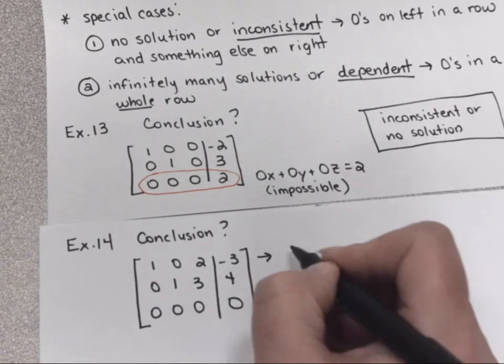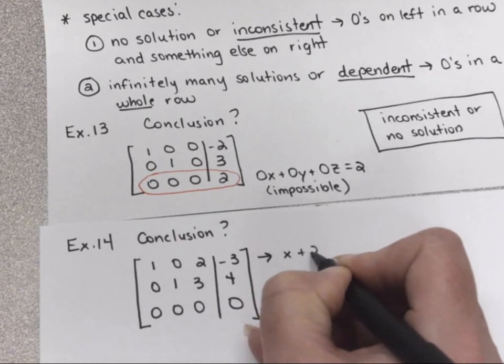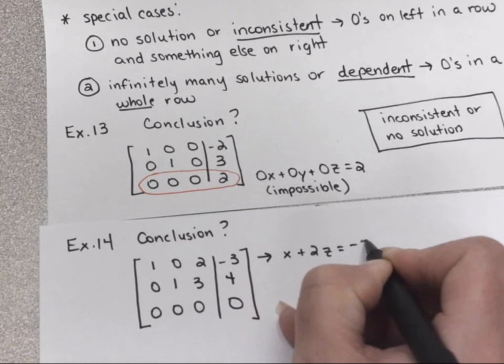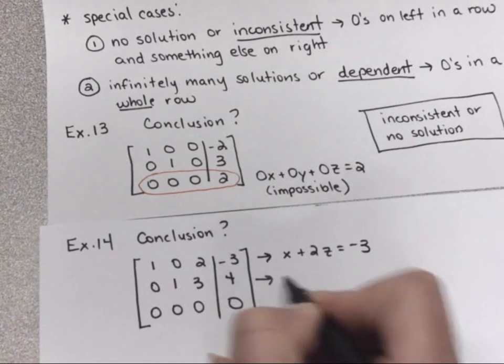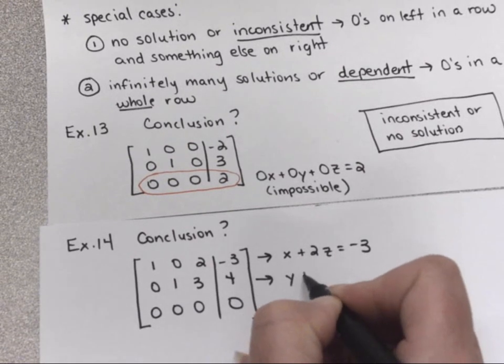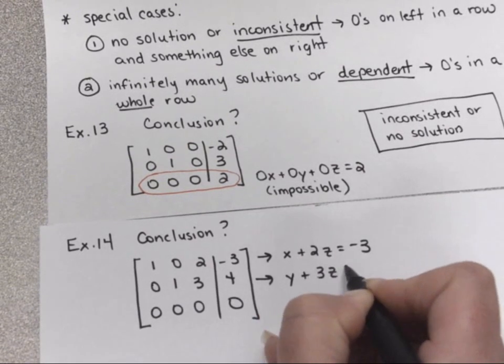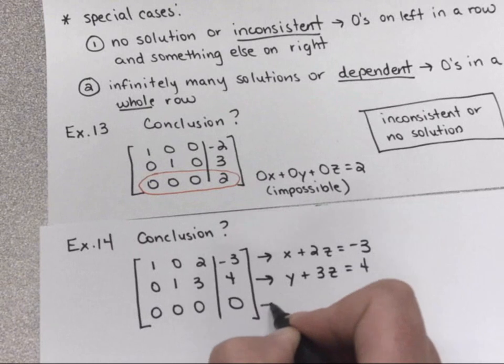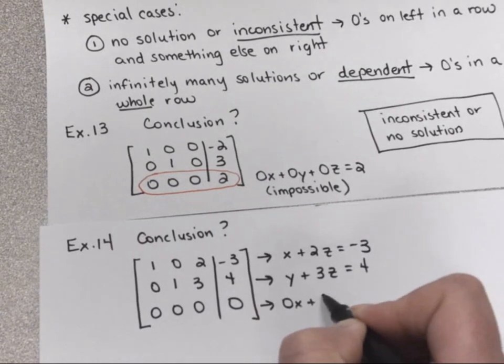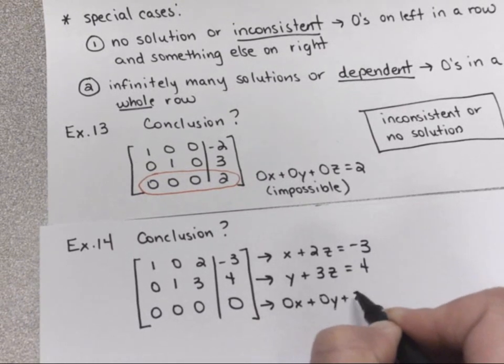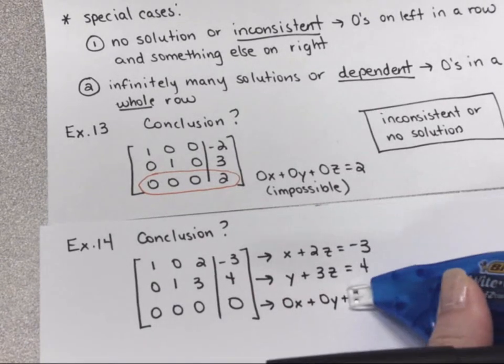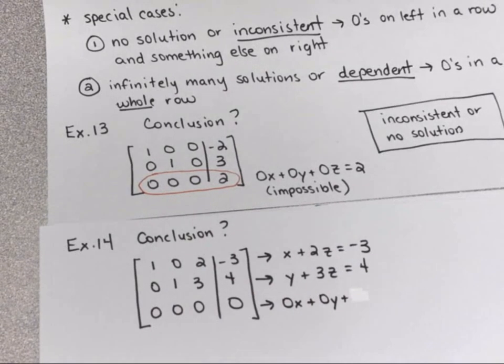So let's talk about what's left. We have x plus 2z equals -3 if you read the first row. What about the second row? y plus 3z equals 4. And then the last row is not something that ruins the whole thing. It's just something that doesn't help us. Why do I say it doesn't help us?